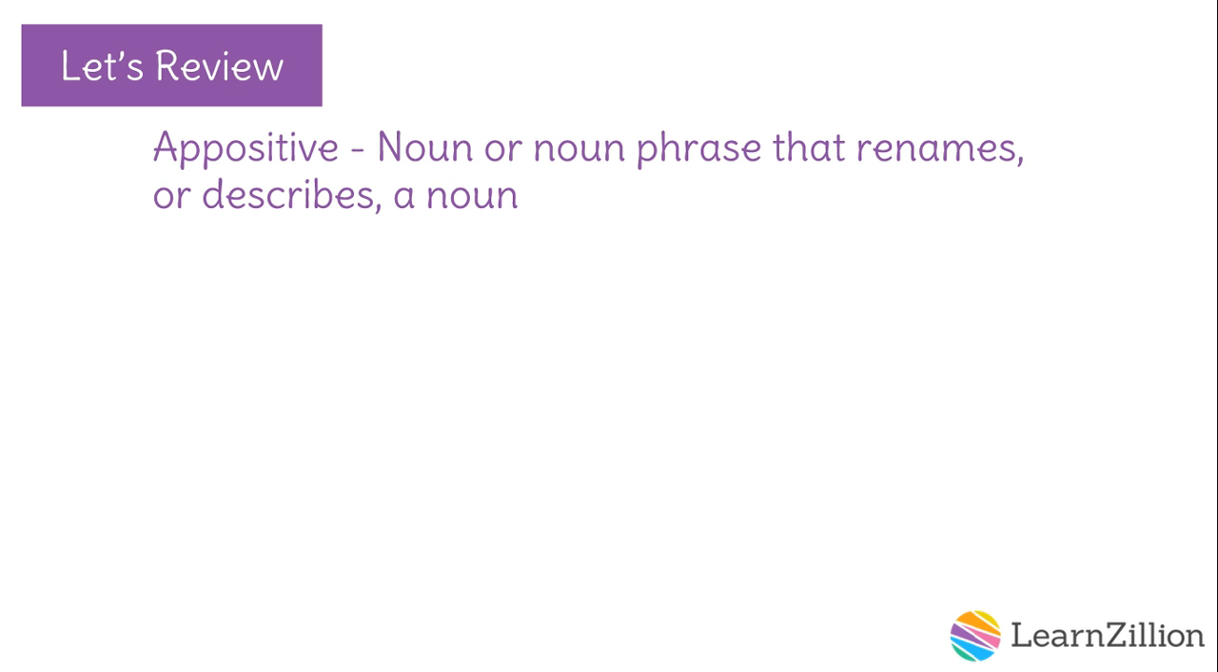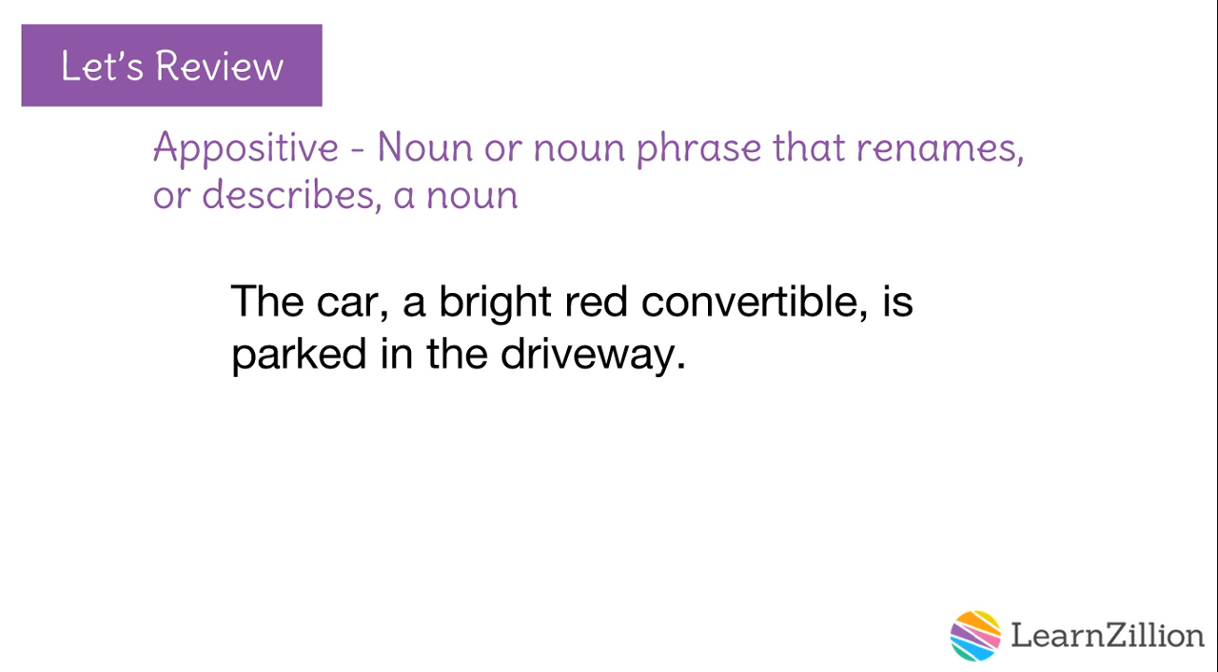Let's review. An appositive is a noun or noun phrase that renames or describes a noun. We use appositives to clarify meaning or add extra details. An appositive can come at the beginning, middle, or end of a sentence. It is usually right next to the noun it's describing. So let's take a look at a couple of examples.